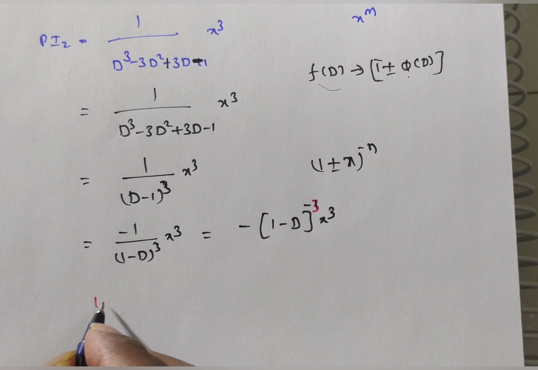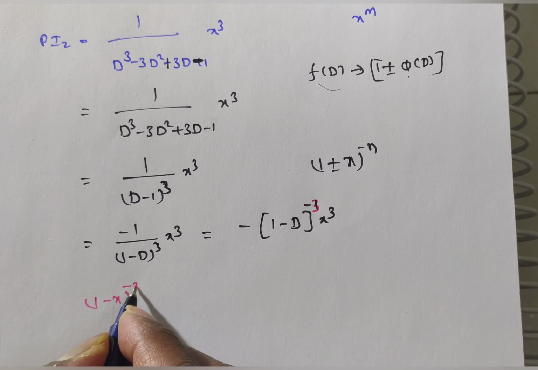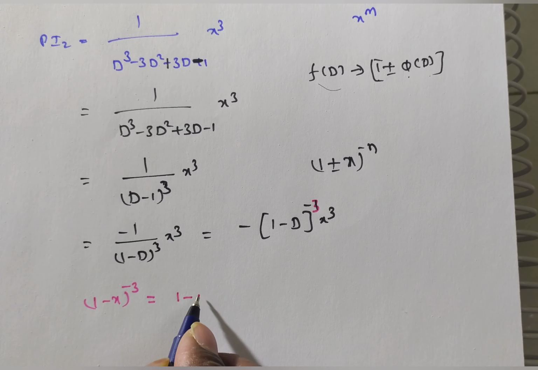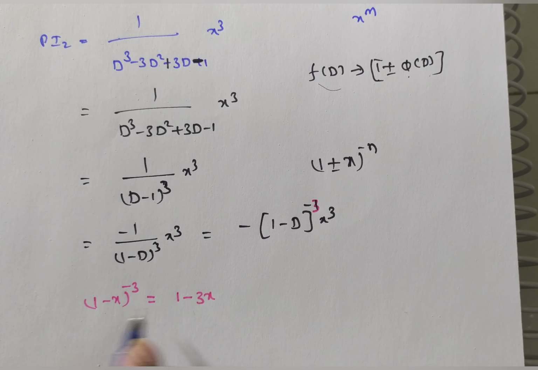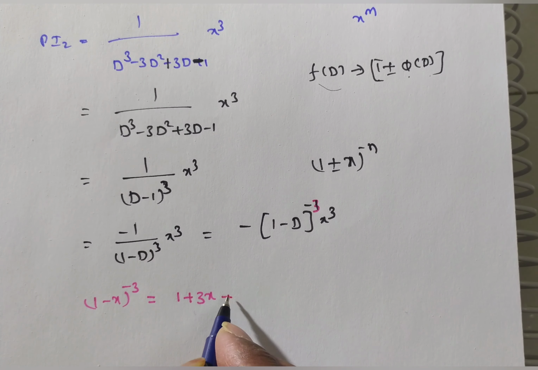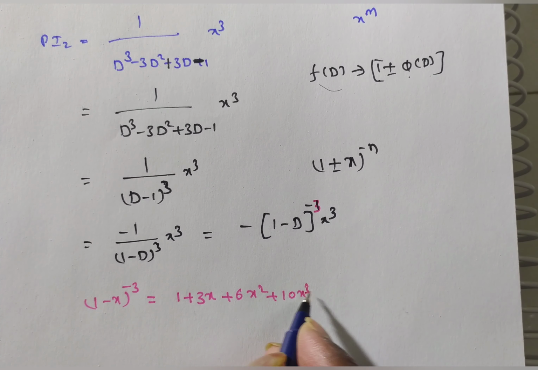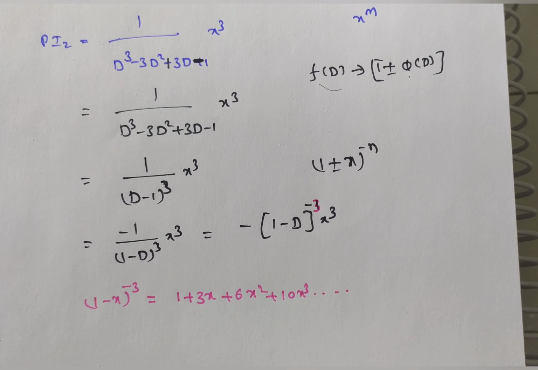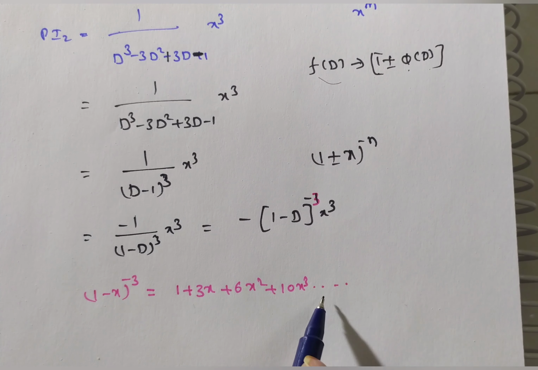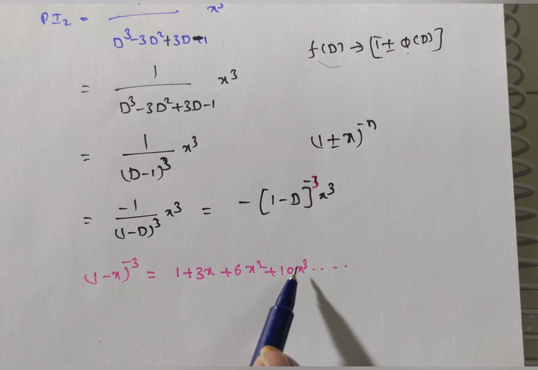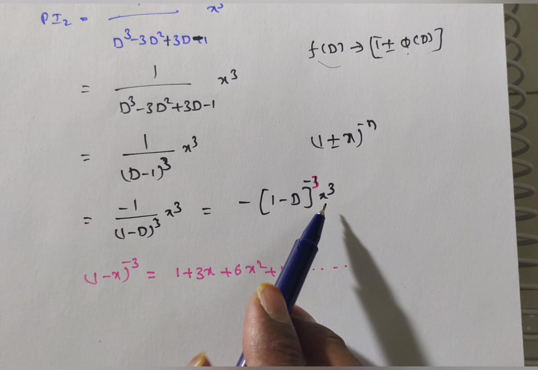Now this is in the form of (1 minus x) whole to the power of minus 3. So what is the binomial expansion for (1 minus x) whole power minus 3? That is, 1 minus 3x, minus is there, so 1 plus 3x plus 6x square plus 10x cube and so on we have. Right? Now this expansion is up to infinite, but here how much x power you can take is based on the given Q of x.